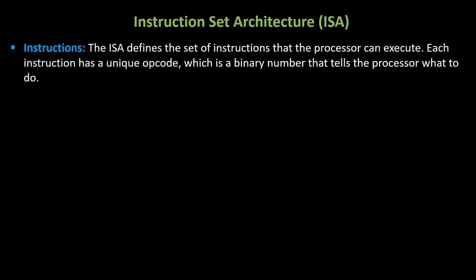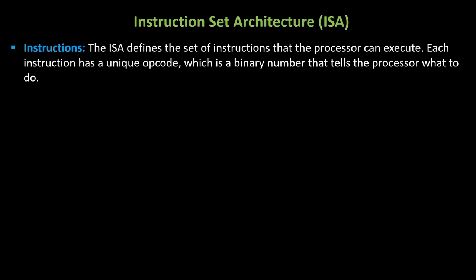The first component of an ISA is the set of instructions. These instructions are like commands that the processor can understand and execute. Each instruction has a unique opcode, which is a binary number that tells the processor what operation to perform. For example, there might be instructions for addition, subtraction, branching, and many more.